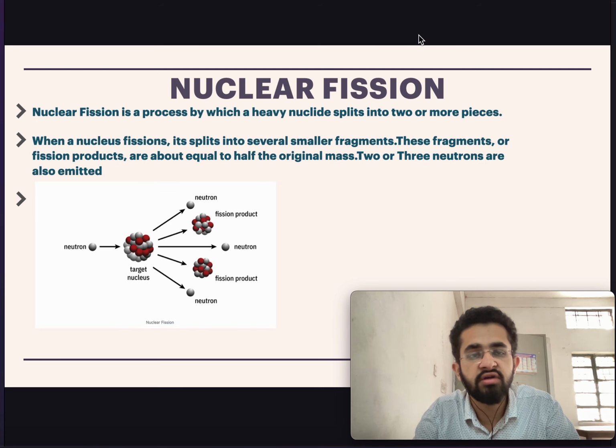Nuclear fission. Nuclear fission is a process by which a heavy nuclide splits into two or more pieces. When a nucleus undergoes fission, it splits into several small fragments. These fragments or fission products are about equal to half of the original mass. 2 or 3 neutrons are also emitted. So one can see a neutron hits a target nucleus, thereby releasing 3 neutrons and 2 fission products in the process.